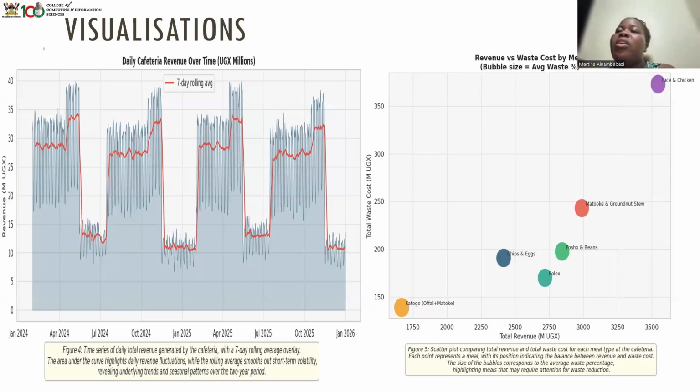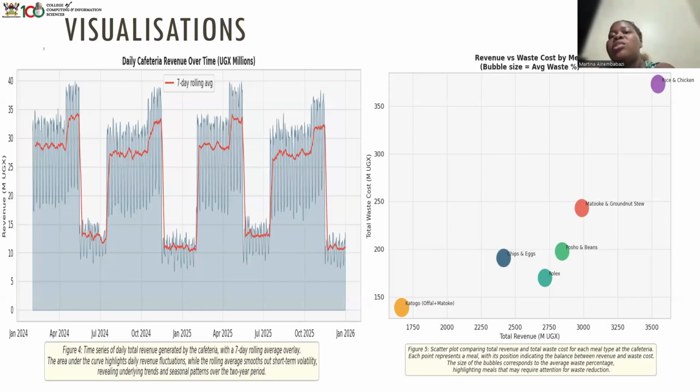For the visualization of revenue and the waste cost, we are seeing a positive gradient, because as a lot of revenue is collected from a certain meal type, a lot of waste cost is collected as well. The meal type that is getting the most revenue, as we have seen, is rice and chicken, but it's also the meal type that has the most food wasted. So that means cafeterias are also wasting a lot of rice and chicken as they prepare and make lots of money from it as well.